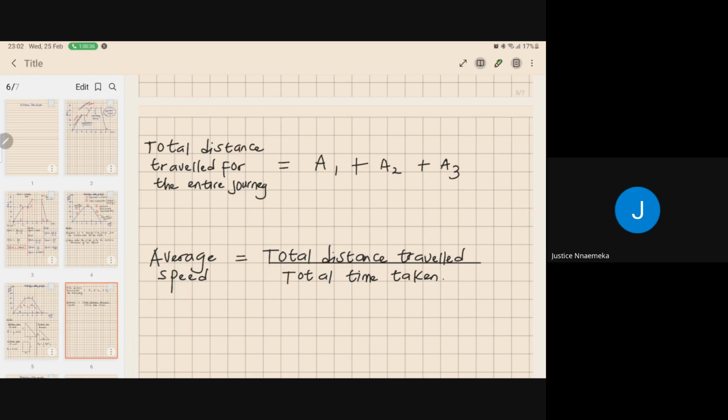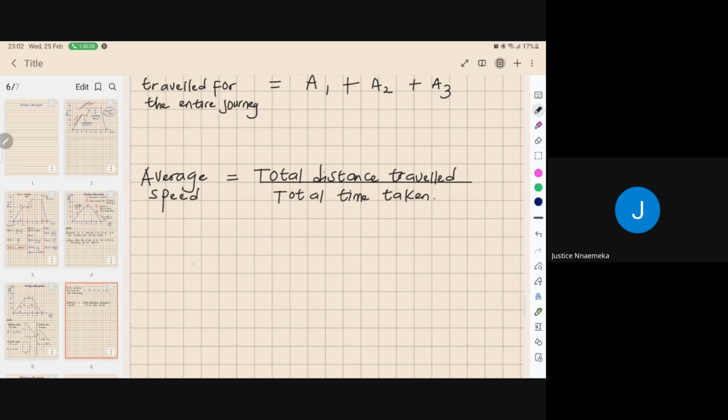So having said that, what that implies is that the average speed at this point, from what we've estimated, will now be equal to A1 plus A2 plus A3 divided by what? Total time. Now, are we on the same page? So these are key things you need to remember about your velocity time graph and about your distance time graph.